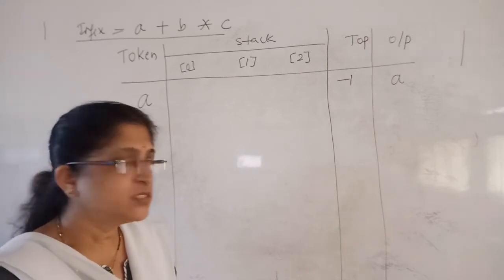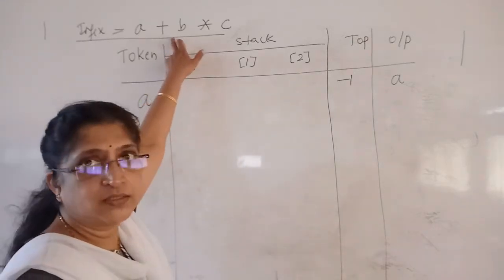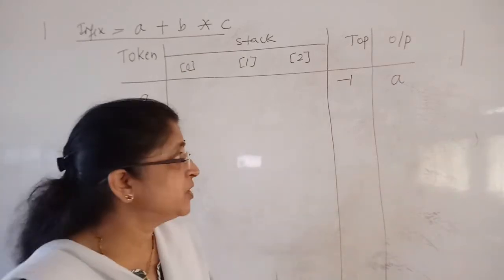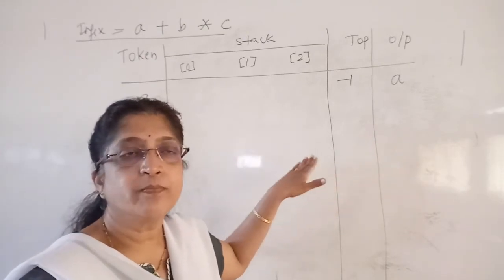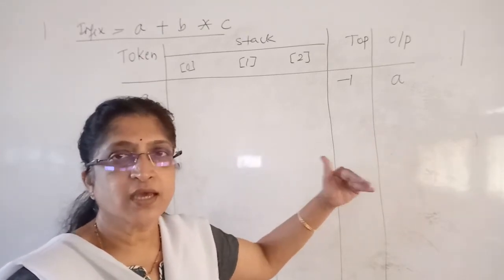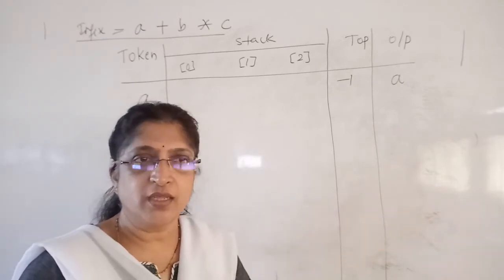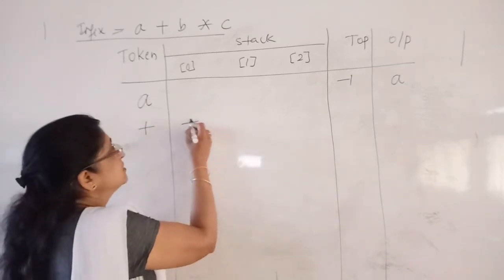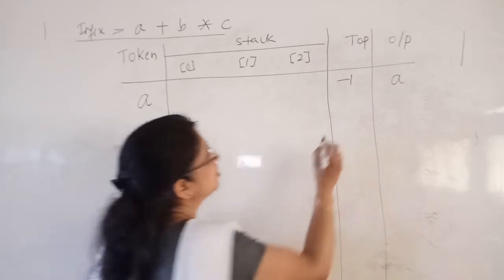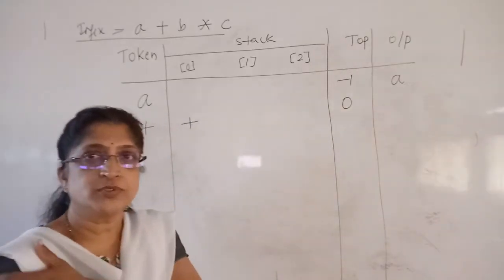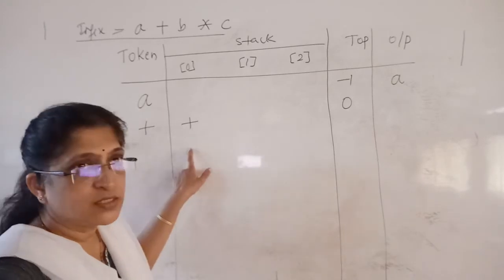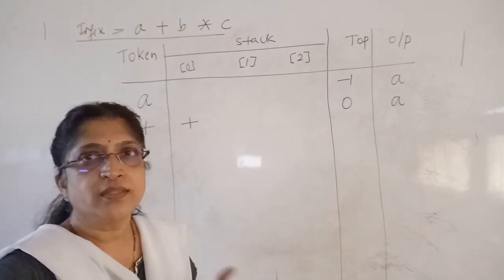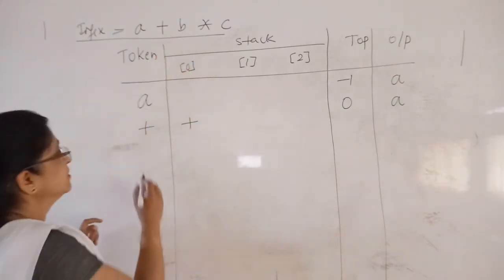Now the next token is plus. Since it is plus, I cannot just output it to the output string. I have to push plus to the stack. Since the stack is currently empty, I do not have any other operator to compare it with, so I push plus to the stack. Now top is 0, that is, at the 0th position in the stack we are pushing plus. The output is a.